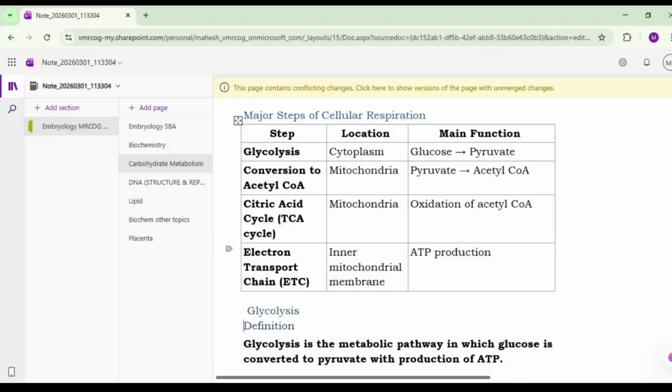Okay. So conversion to acetyl-CoA happens in the mitochondria. So pyruvate will be converted into acetyl-CoA. It undergoes the citric acid cycle, also called the TCA cycle, in the mitochondria. There is the oxidation of the acetyl-CoA and further the electron transport chain, which is located at the inner mitochondrial membrane. So ETC, that is electron transport chain, is located on the inner mitochondrial membrane, and that is responsible for the ATP production. Okay, that is how the ATP is formed.